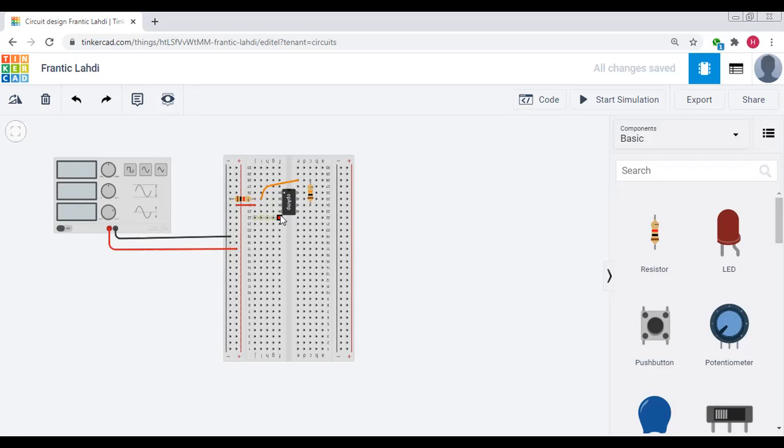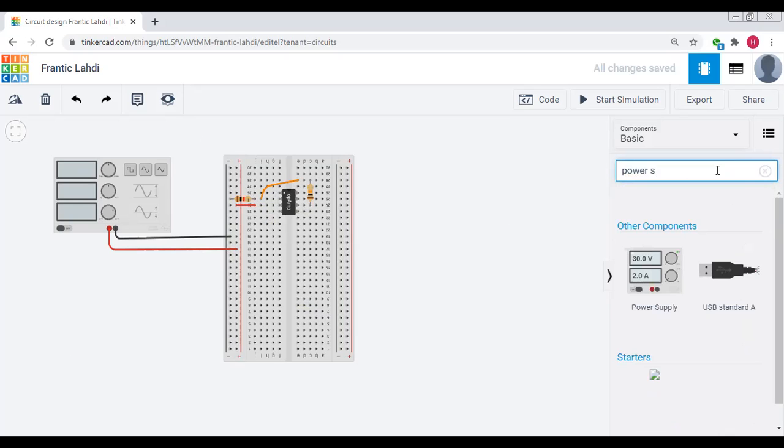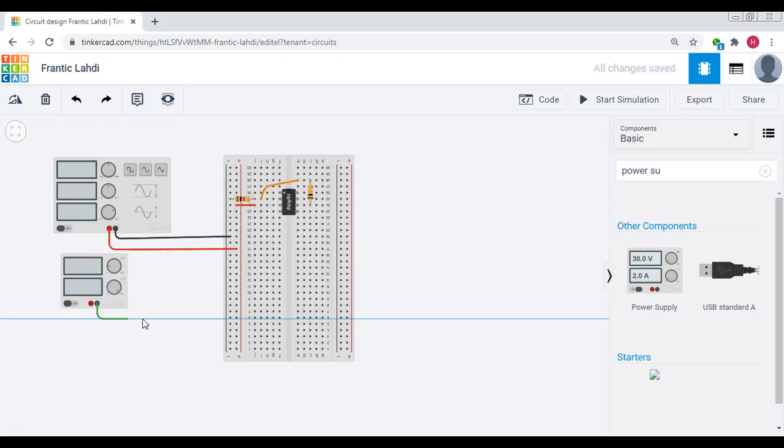right? Now what we want to do, we know that negative power supply is given to the fourth number pin, and positive supply is given to the seventh number pin. So we search in the search bar for the power supply. Here you see this is our power supply. Put that power supply onto this side, and in order to give the negative power supply to the fourth number pin, we reverse the connection.